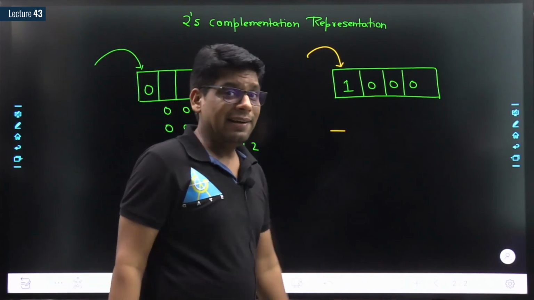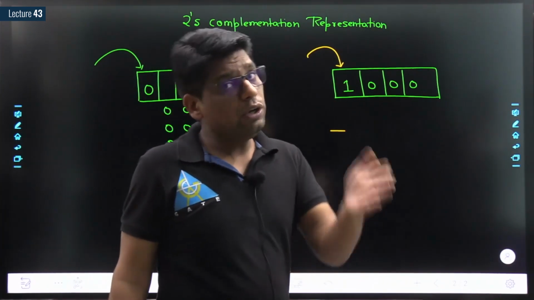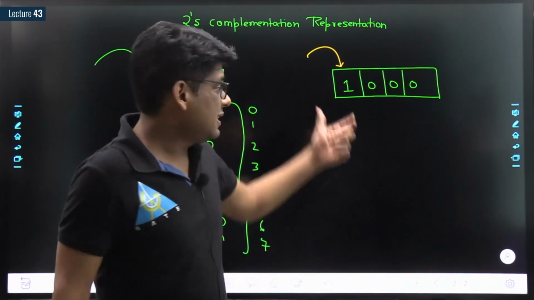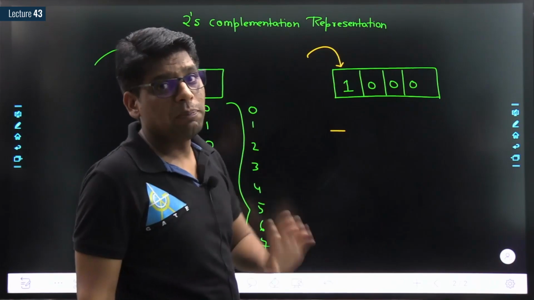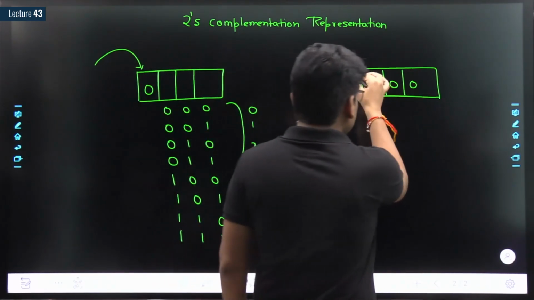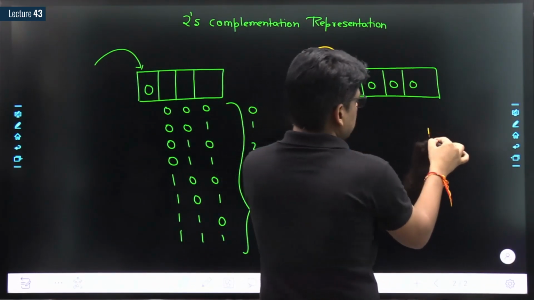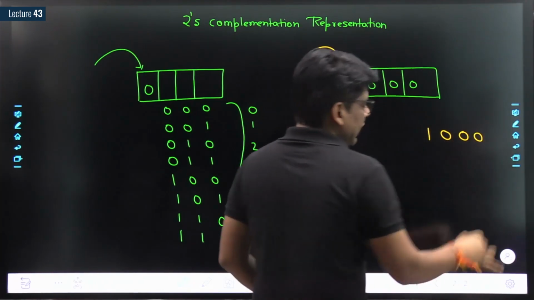Okay. And negative numbers are stored in 2's complement form. So what is this number? Sir, it will calculate the 2's complement. Sir, can we calculate the 2's complement of this? Yes, of course. How can 2's complement be computed?